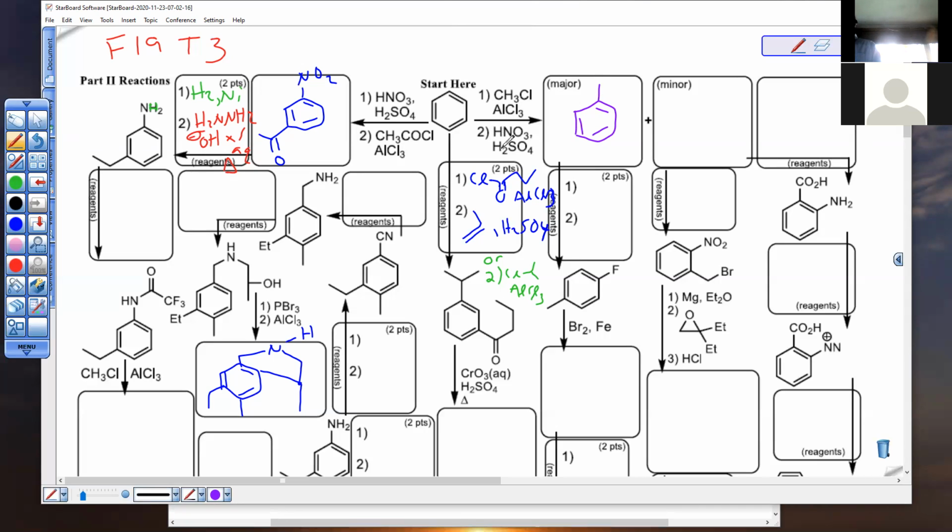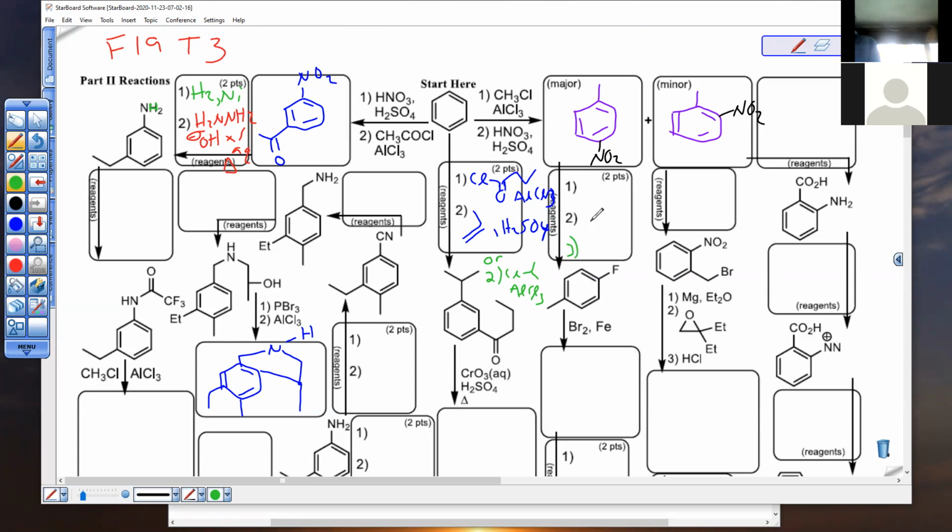And where's the next group go? Para's major and ortho's minor. So toluene with an ortho NO2 group here, minor. Para NO2 here, major. Yeah, then the protocol that gets, this is 3 steps, guys. I don't know why I gave you only 2 in the box.